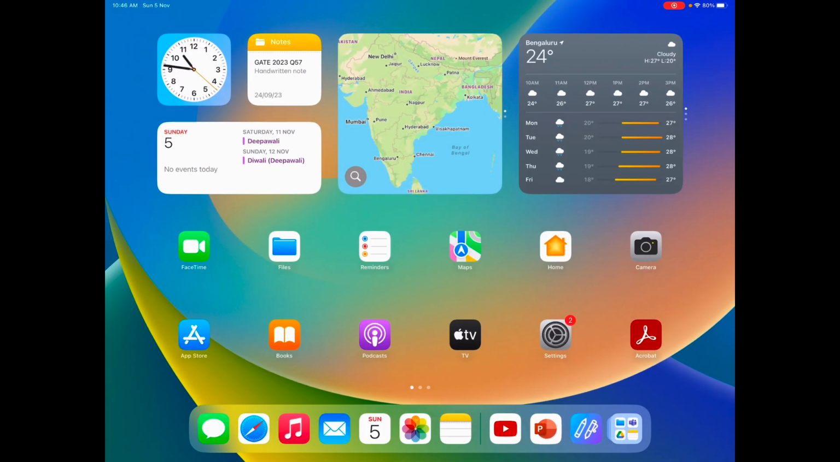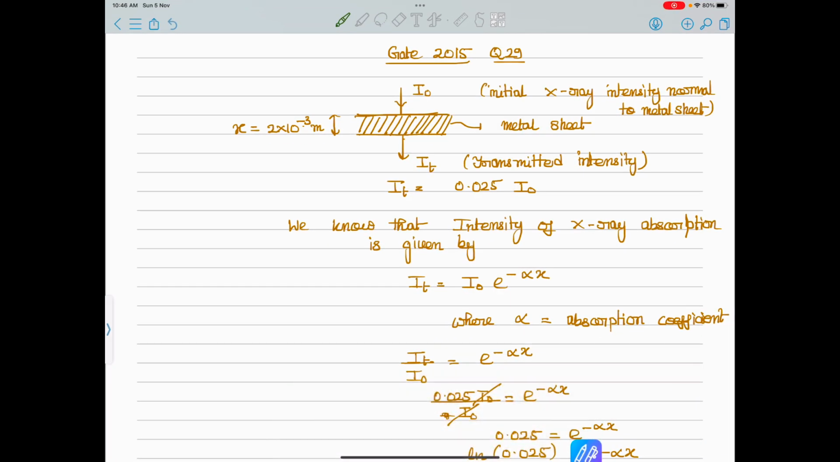So if I come to the solution, suppose this is the metal sheet which is given here, of thickness 2 into 10 to the power minus 3 meters, or 2 millimeters. I0 is the initial X-ray intensity normal to the metal sheet, and IT is the transmitted intensity, which is given in the question to be 0.025 I0.